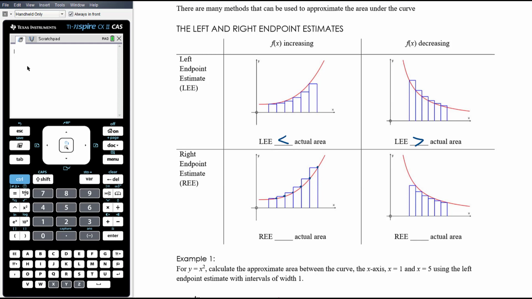And the reverse is true for the right endpoint estimate. If the function is increasing and we use the right endpoint estimate, we can see that the rectangles will protrude over the function, and so we're getting an overestimate for the actual area. So the right endpoint estimate is greater than the actual area. Whereas if the function is decreasing, going down as we go from left to right, our right endpoint estimate will be an underestimate of the actual area, so it will be less than the actual area.